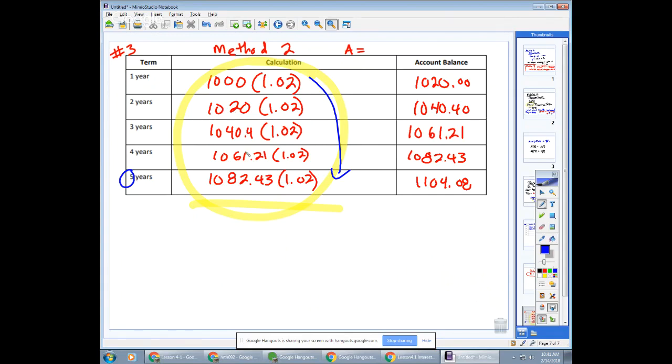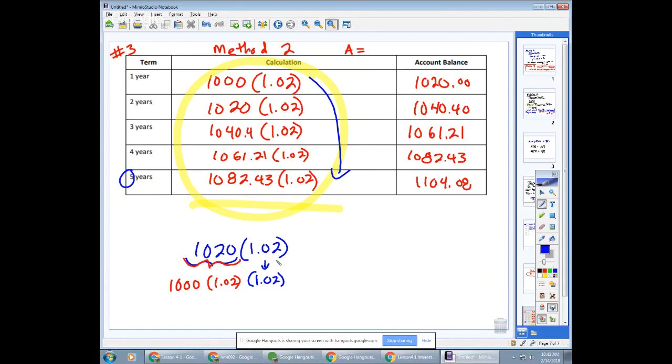I'm just going to pick on year 2 and then year 3 and hope this makes sense. So in year 3, I had to take 1020 times 1.02. But where did that 1020 come from? It came from the previous line, right? To get that 1020, I had to take 1,000 times 1.02. That right there represents the 1020. So then I'm taking that and multiplying it by 1.02. So I'm just moving this right down right there.